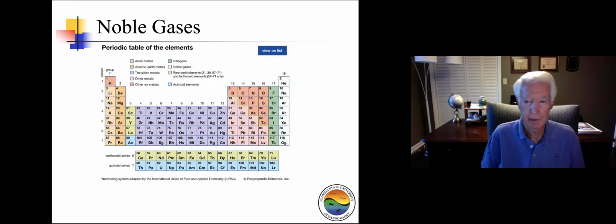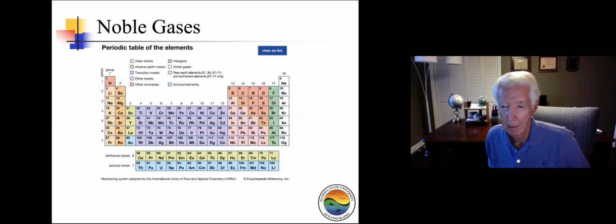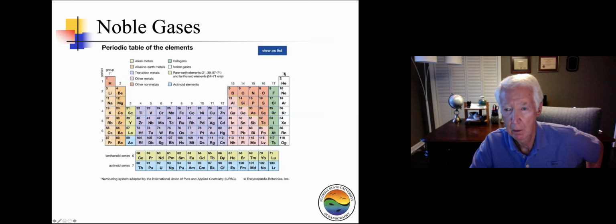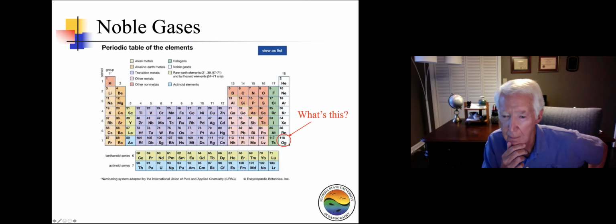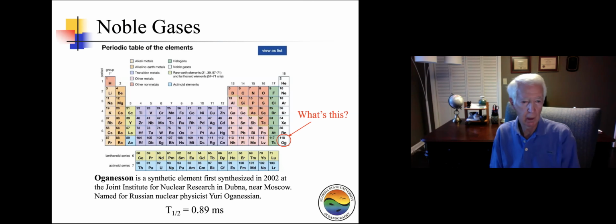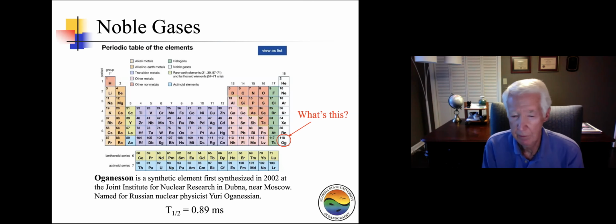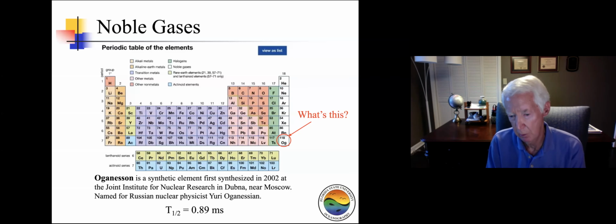So, periodic table of the elements. Radon belongs to group 18 over here, together with helium, neon, argon, krypton, xenon, and here's radium. But what's this? Og, atomic number 118. Well, this is something relatively new. It's a transuranic element, oganesson. It's a synthetic element synthesized in 2002 in Russia. It was actually a joint American-Russian team.